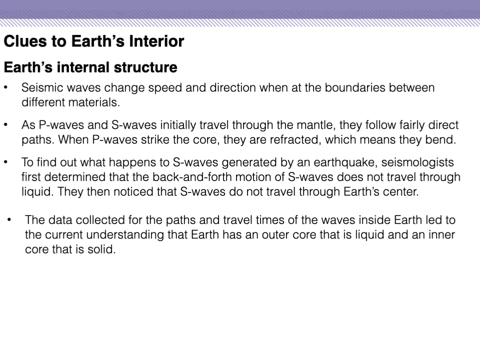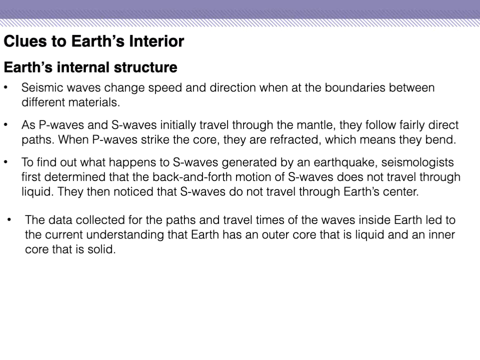Seismic waves change speed and direction when they are at boundaries between different materials. As P waves and S waves initially travel through the mantle, they follow a fairly direct path. When P waves strike the core, they're refracted, which means they bend.